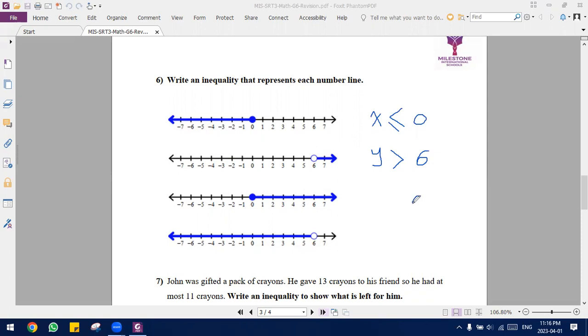Next one, again, we have 0. X. Now we have 0 is accepted and greater. So x is greater than or equal to 0. Last one, we have x. Put the circle on 6. And going to the left, it's less than. And we don't put an equal sign. It's not colored or shaded.